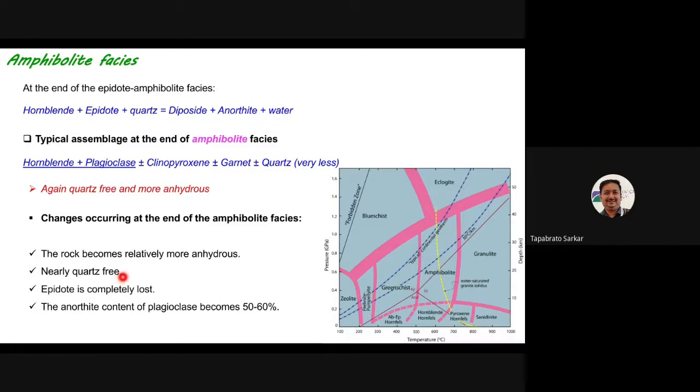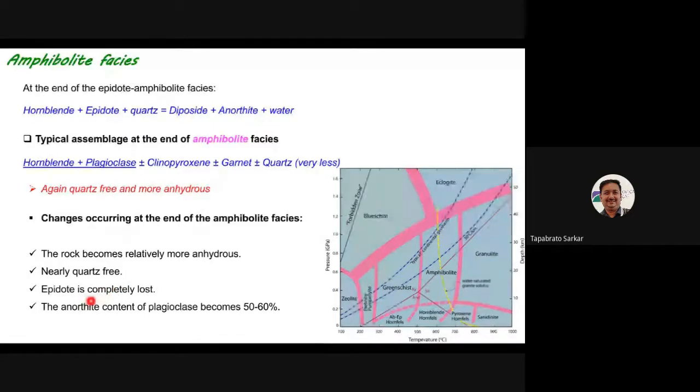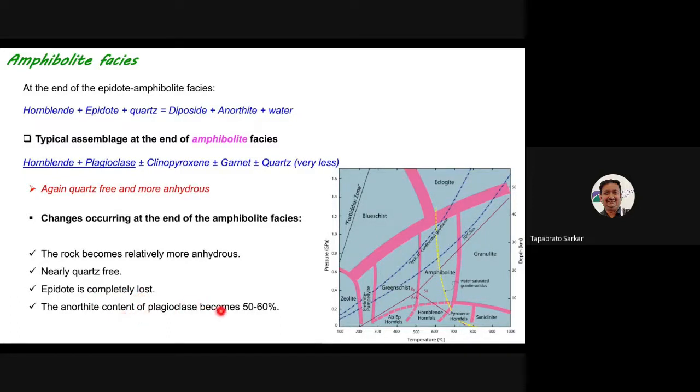Quartz is very less, nearly quartz free. Very important, epidote is completely lost. The anorthite content of plagioclase becomes 50 to 60%. So as epidote is lost, all the calcium goes into the anorthite content of plagioclase.